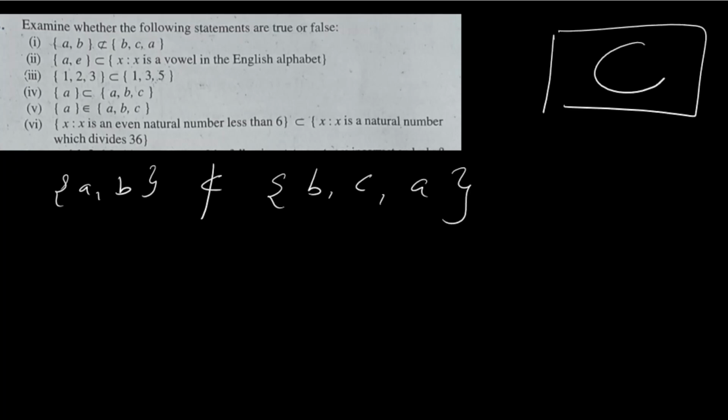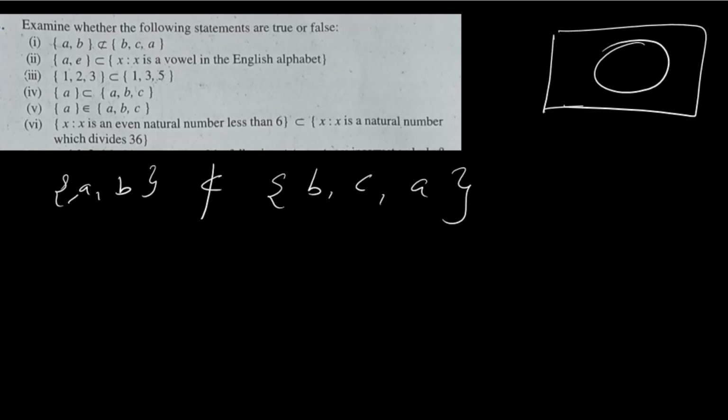So here, true and false, we have to just check, examine whether the following are true or false. So {A, B} first set is given to us. {A, B} is not a subset of {B, C, A}. So you just have to imagine the same thing: the bigger set should be a superset of the smaller, or in other words, the smaller set should be contained in the bigger set.